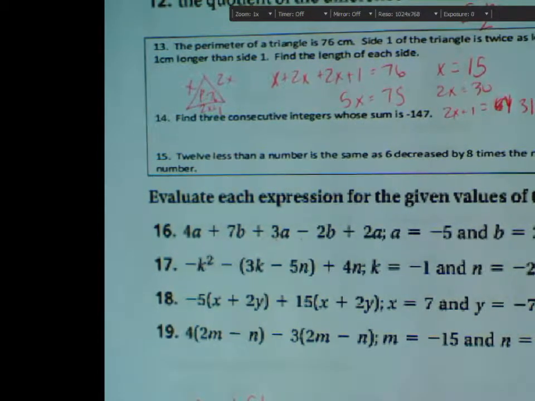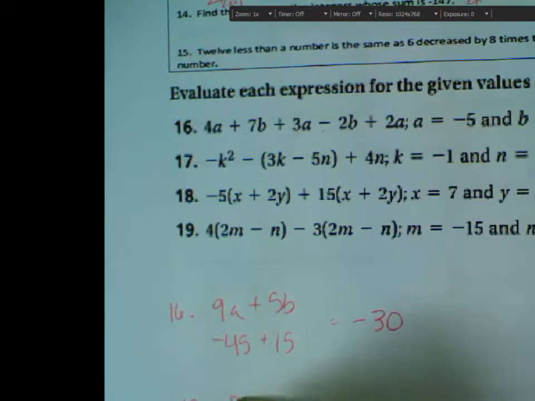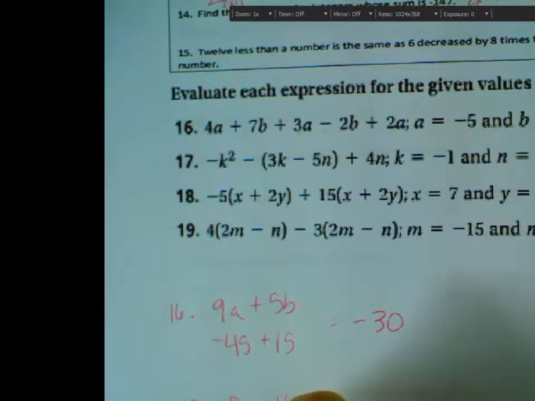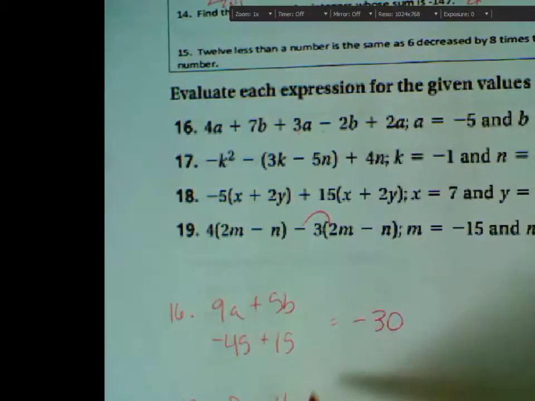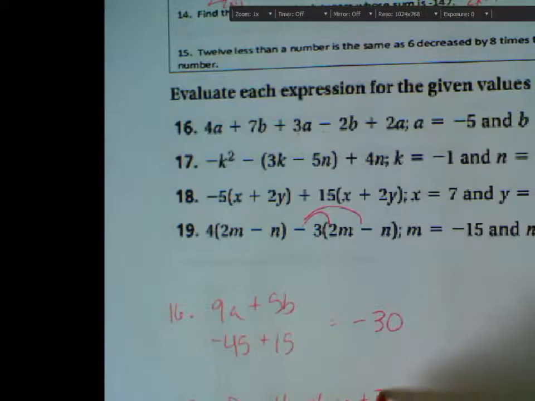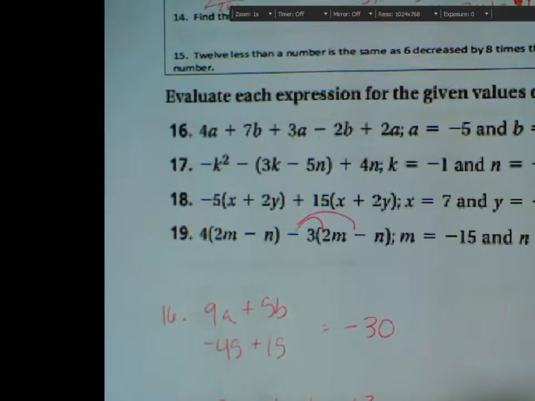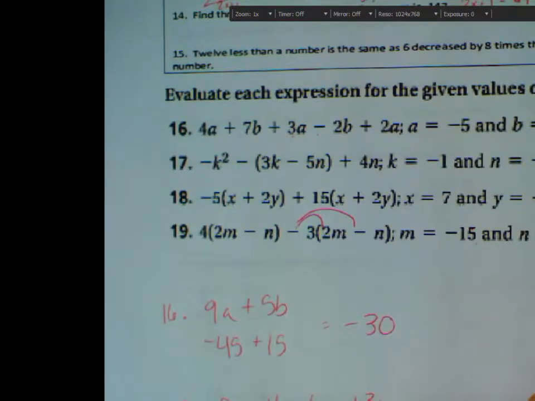Let's just look at 19. I want to make sure you know how to distribute the negatives. That's really important. 8m minus 4n, and then negative 3 times 2m is negative 6m, and negative 3 times negative n is plus 3n. Now combine like terms, and then just plug in the numbers. 2 times negative 15 is negative 30, minus a negative 18 is plus 18, so the answer would be negative 12.